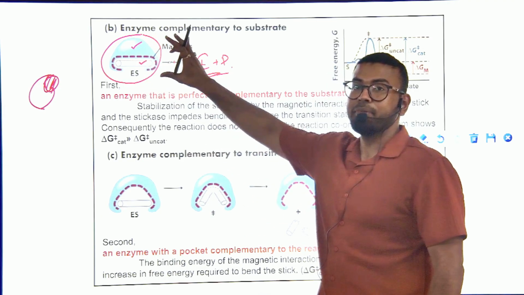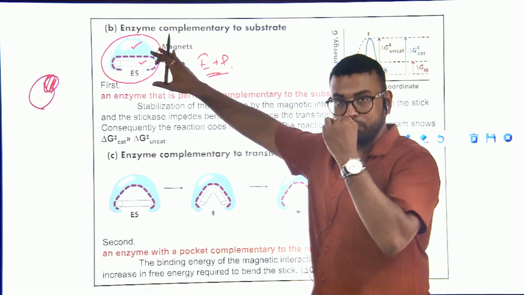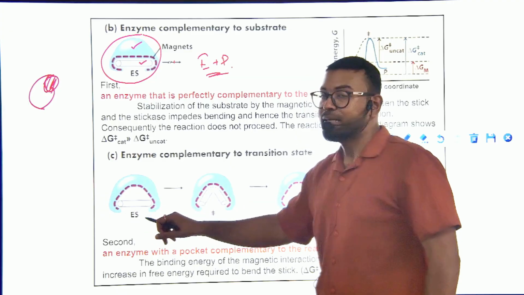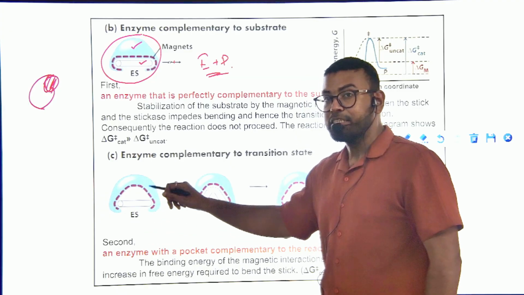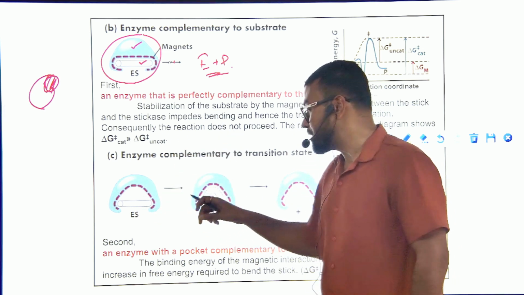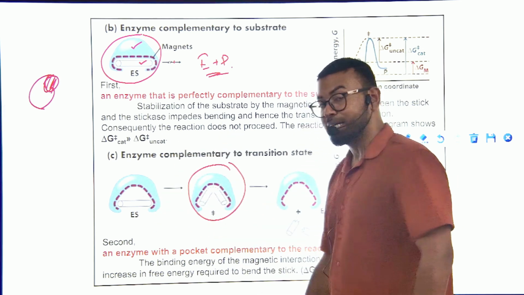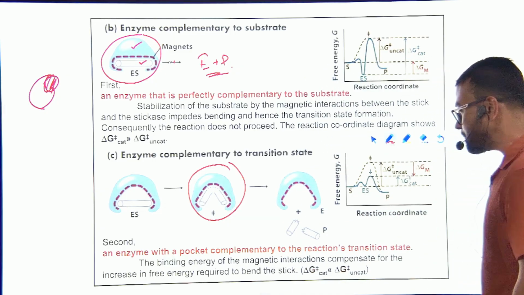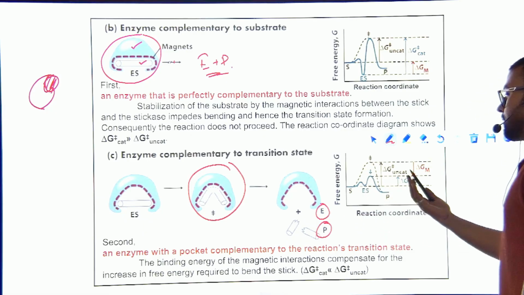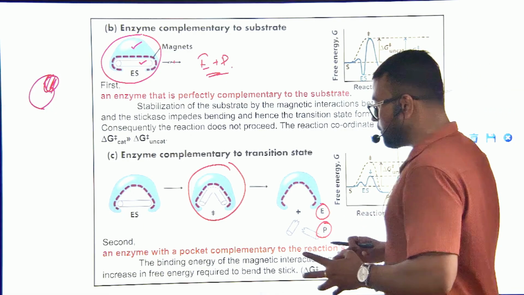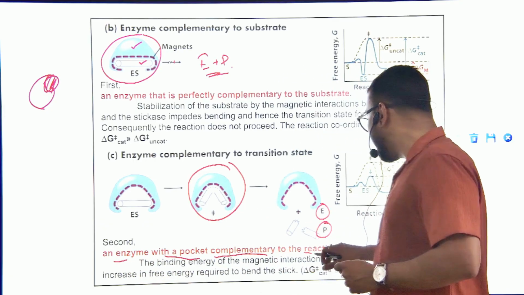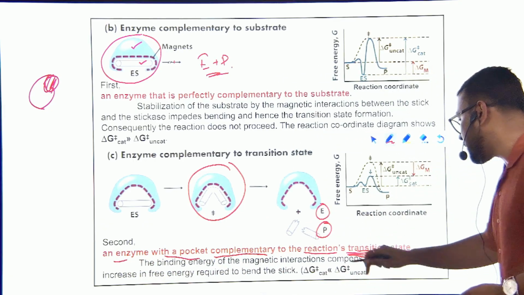Initial concept: enzyme binding with the substrate shows binding affinity. Later on, the enzyme cannot bind the substrate in its ground state. Whenever that substrate reaches its transition state, then only the enzyme substrate complex formation will take place, and that will eventually form enzyme plus product. So this is the overall approach according to the new concept: an enzyme with a pocket complementary to the reaction's transition state. Very, very important.